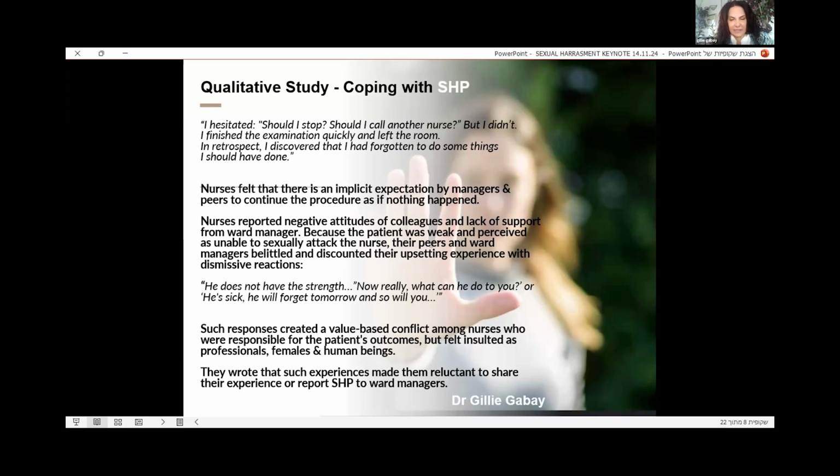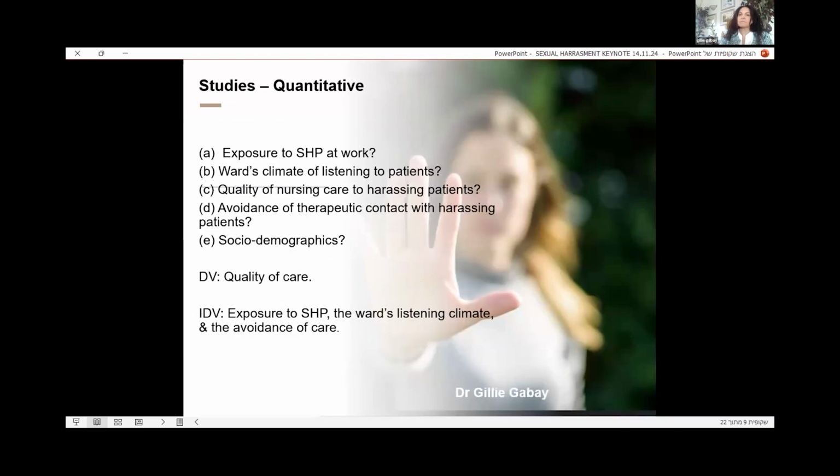So such responses created a value-based conflict among nurses, because on one hand, they were responsible for the patient's outcomes. On the other hand, they felt insulted as professionals, as females, and as human beings. They wrote that the experiences, especially with their peers and ward managers, made them reluctant to share their experience or to report the incident to their managers.